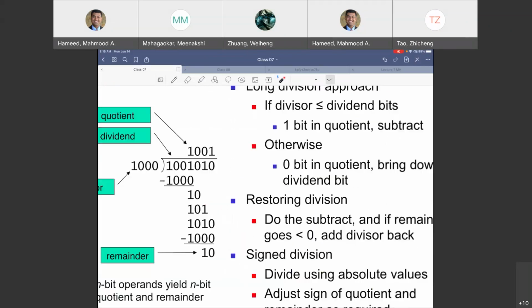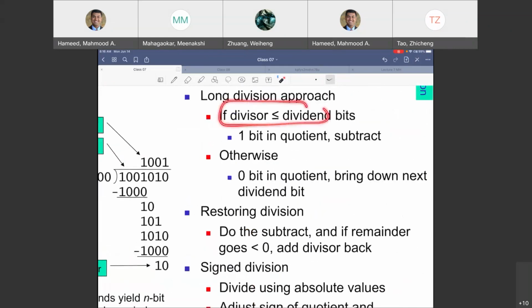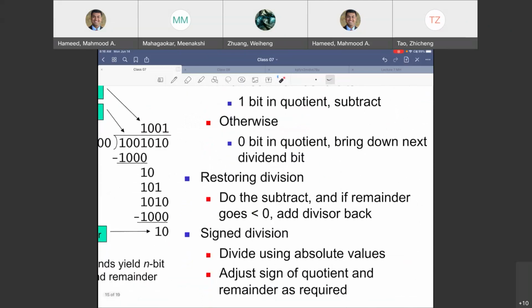Bottom line is this. Depending on how the comparison goes, I will either put a 1 in the quotient or a 0 in the quotient, followed by bringing down the next bit. Now, the problem over there is the use of the comparator and that being costly. So we can do the restoring division. Restoring division means I'm not going to spend time doing the comparison. I'm simply going to blindly subtract.